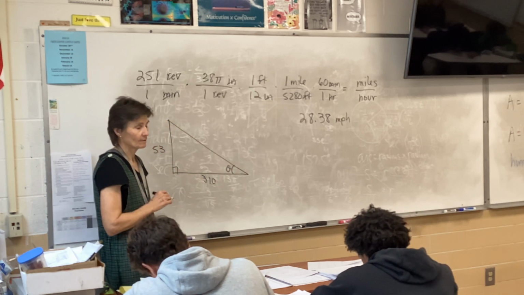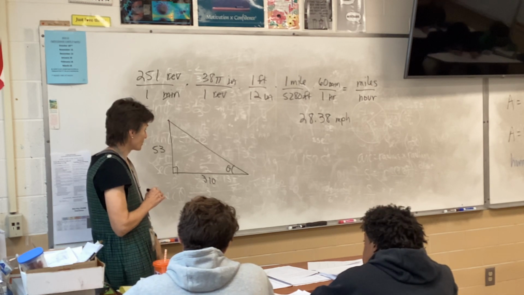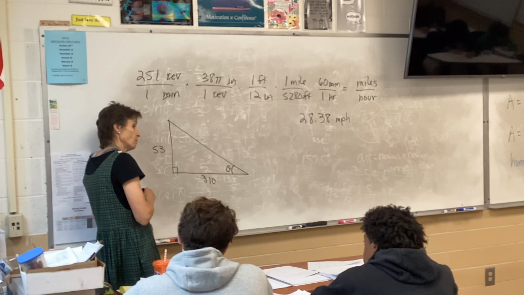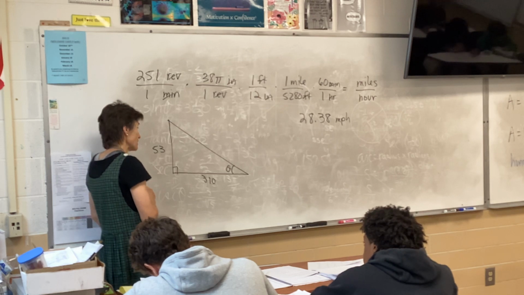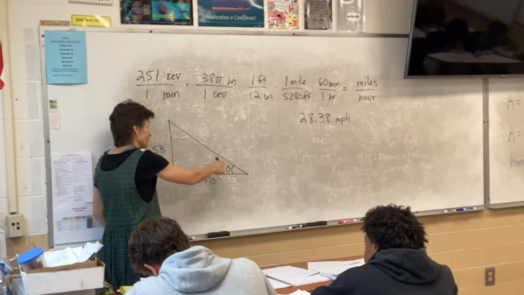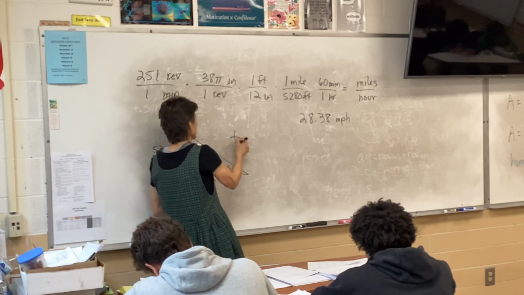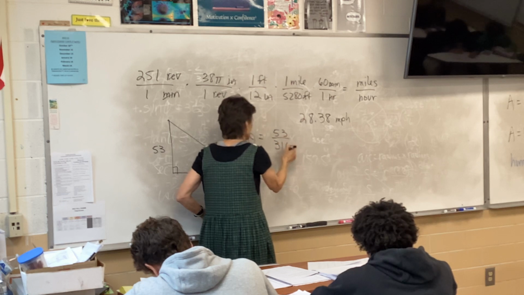The angle of depression, by the way, is the same. All right, so how do I find it? It's a right triangle, I'm thinking SOHCAHTOA. What function: sine, cosine, or tangent? Tangent. Why tangent? I don't know anything about the hypotenuse, I have opposite and adjacent. So tan theta equals 53 over 310.